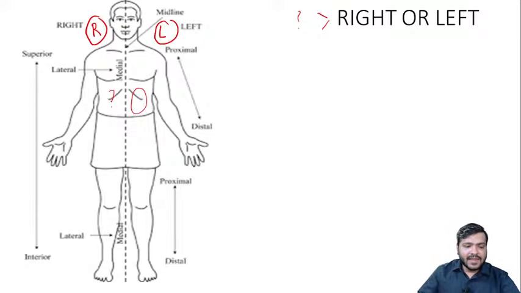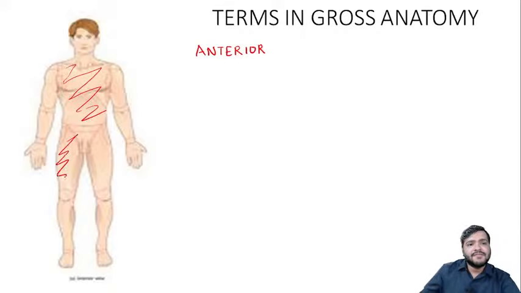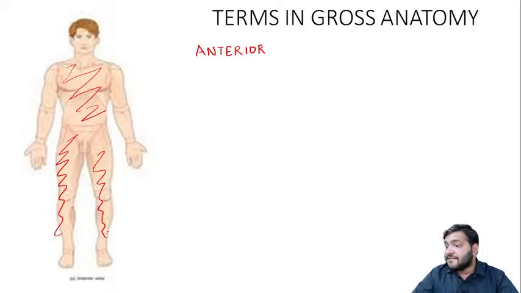Apart from that, guys, starting with the very first concept, the terms in gross anatomy: the very first one is anterior. You can easily notice that anterior is the surface which is in front in the normal anatomical position. Again, guys, I am telling you that everything is according to the normal anatomical position.